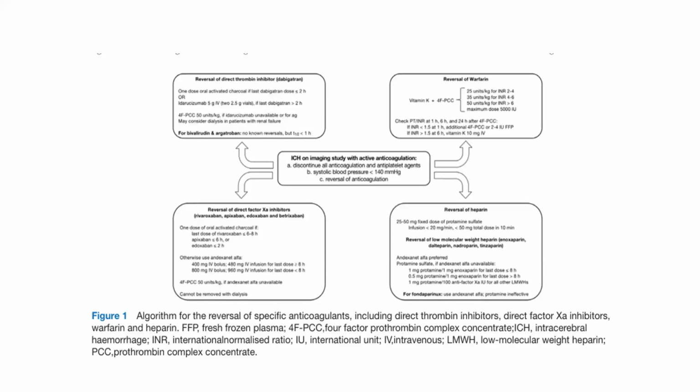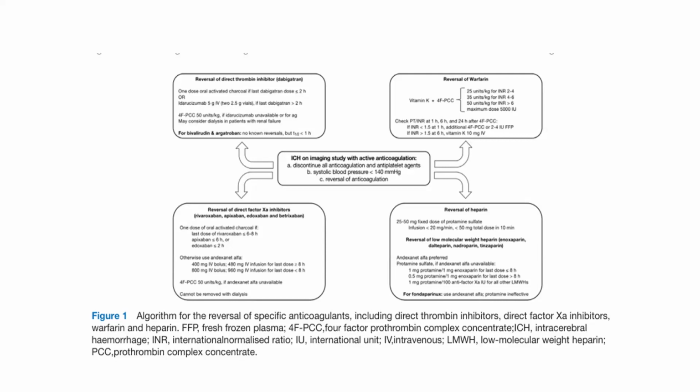So this is the schematic representation of anticoagulant use and their reversal. Like reversal of dabigatran, we can do it with idarucizumab, that is 5 gram IV, and four-factor prothrombin complex concentrate. If idarucizumab is not available, four-factor prothrombin complex concentrate we can use in the dose of 50 units per kg. Then for the reversal of the vitamin K antagonist warfarin, we can use four-factor prothrombin complex concentrate.